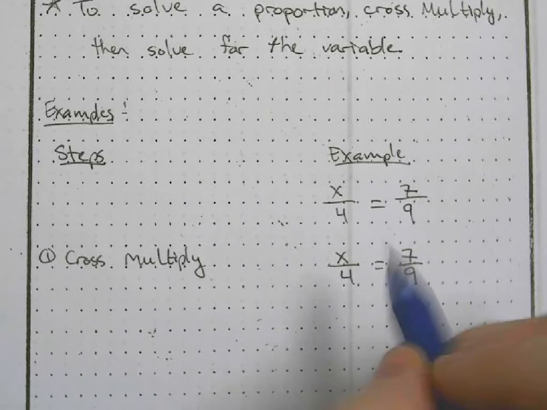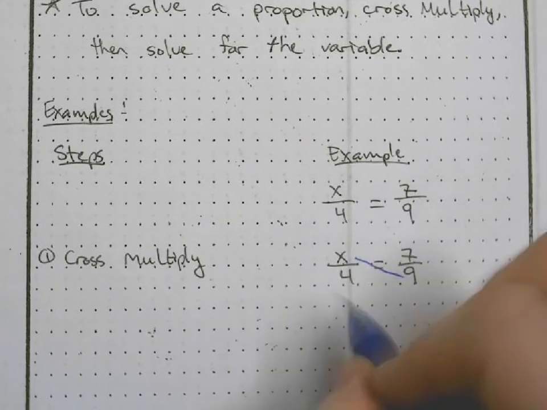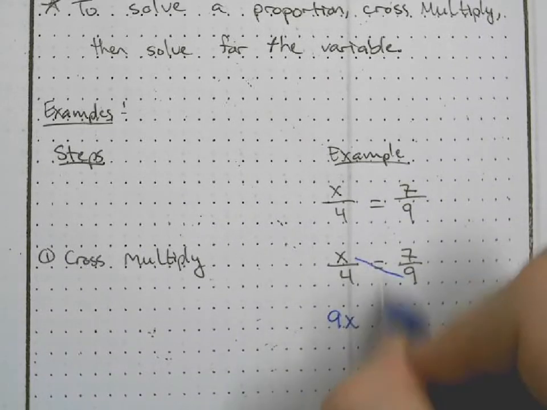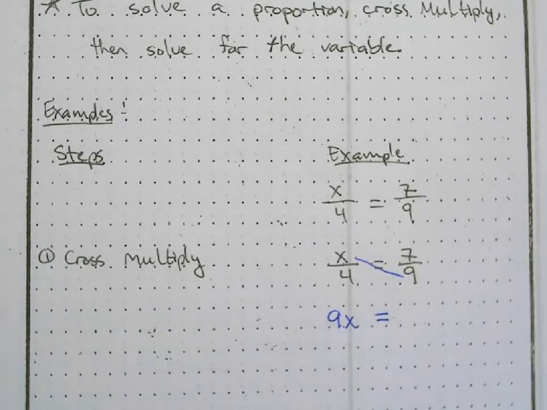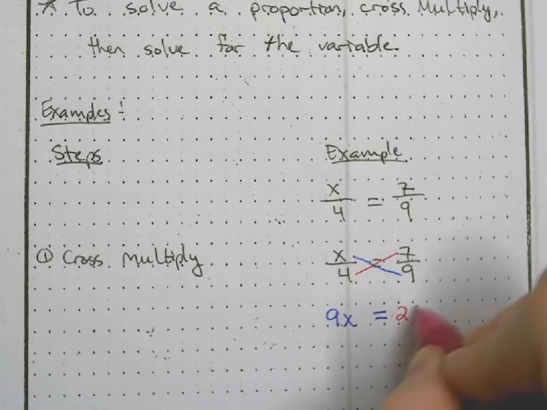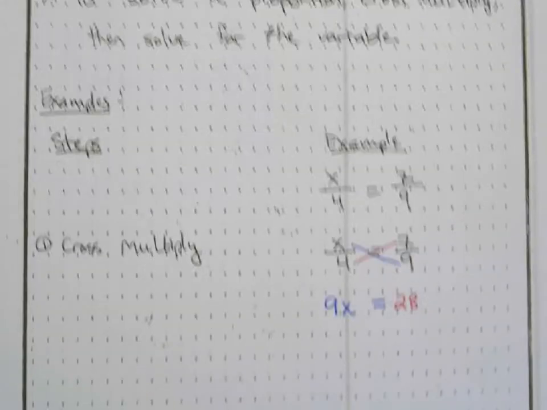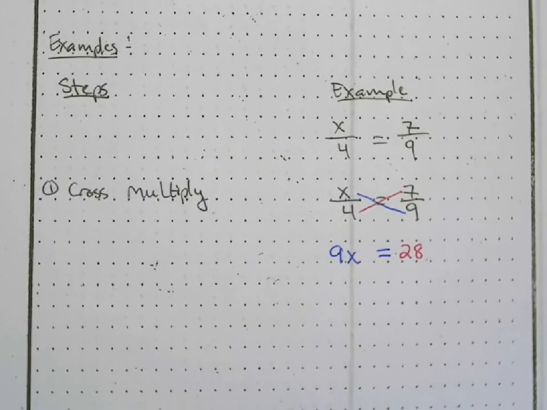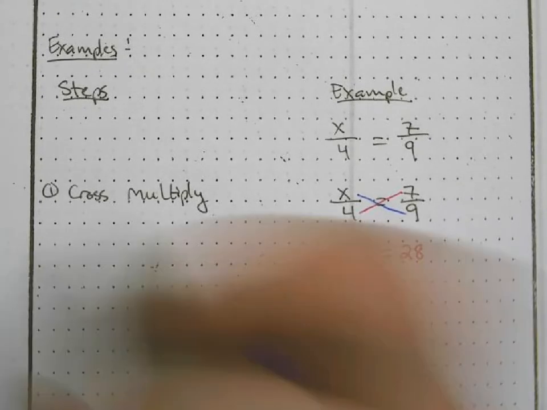Now I'll cross multiply. So I'll go 9 times x. So that's going to be 9x. Bring my equal sign down. Equals. And then I'm going to do 4 times 7 is 28. So that's the cross multiply step.